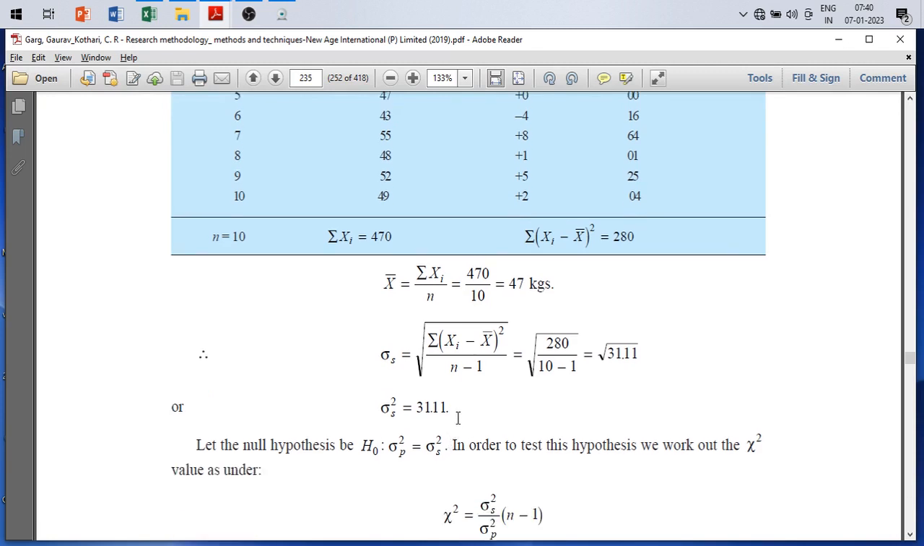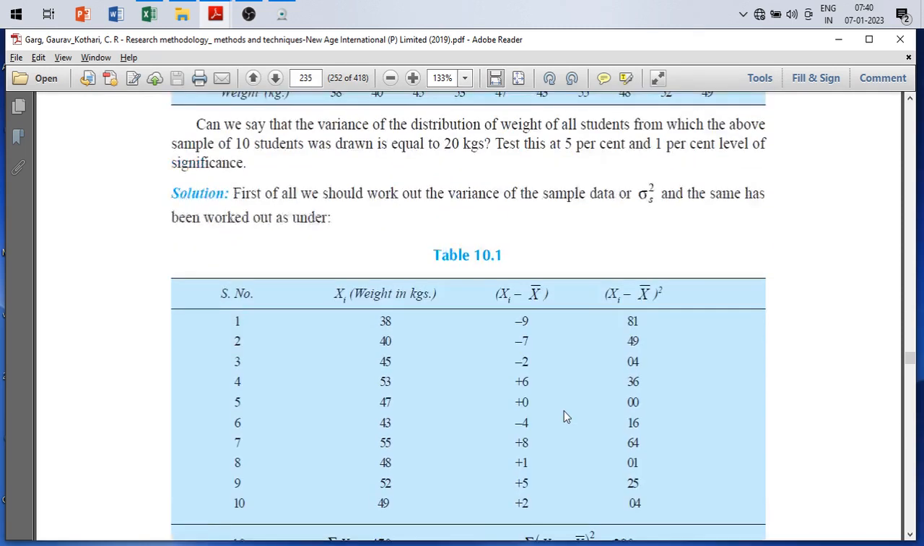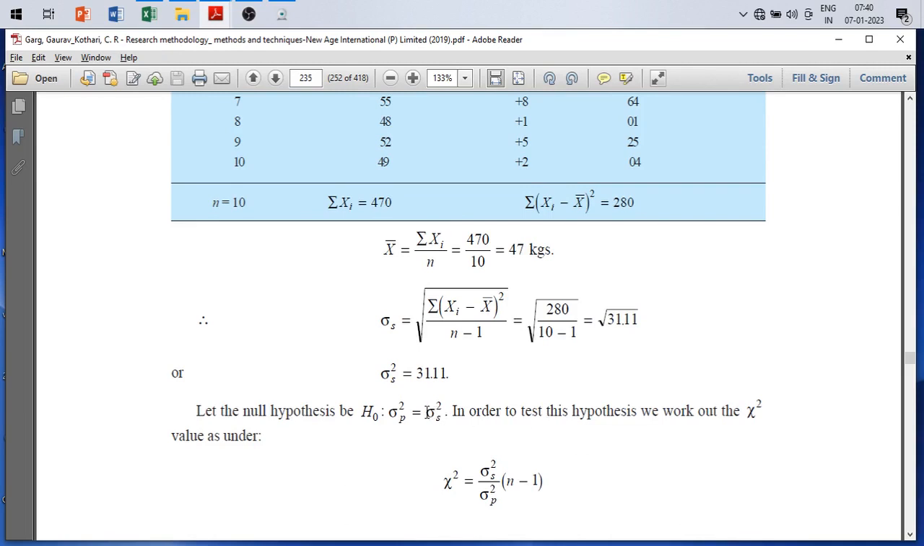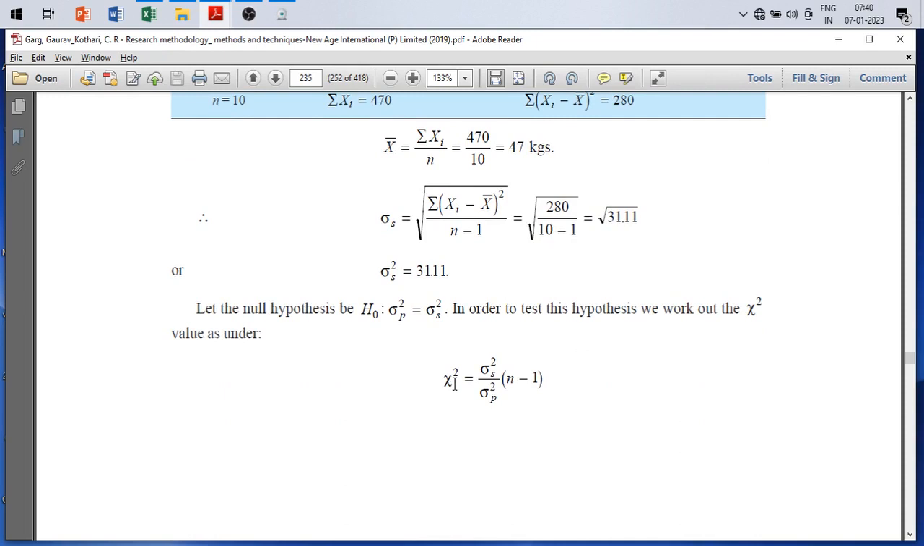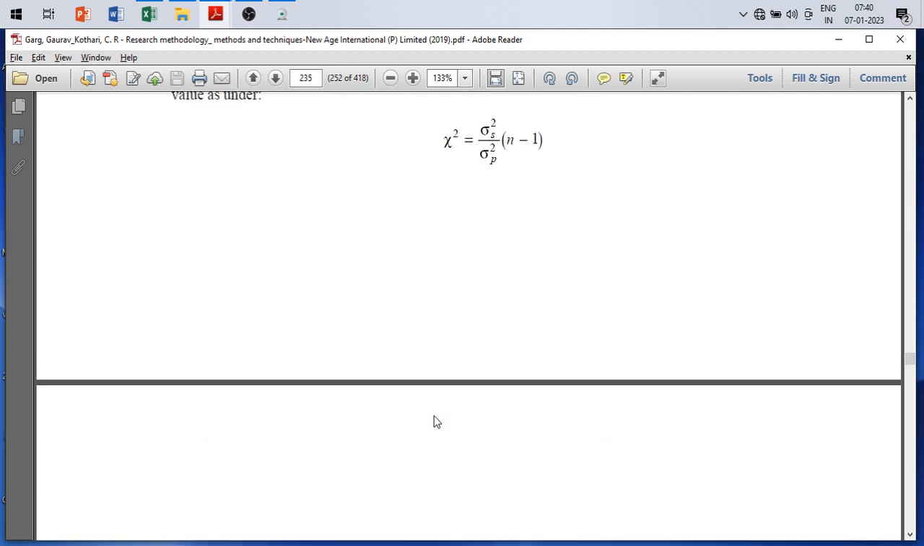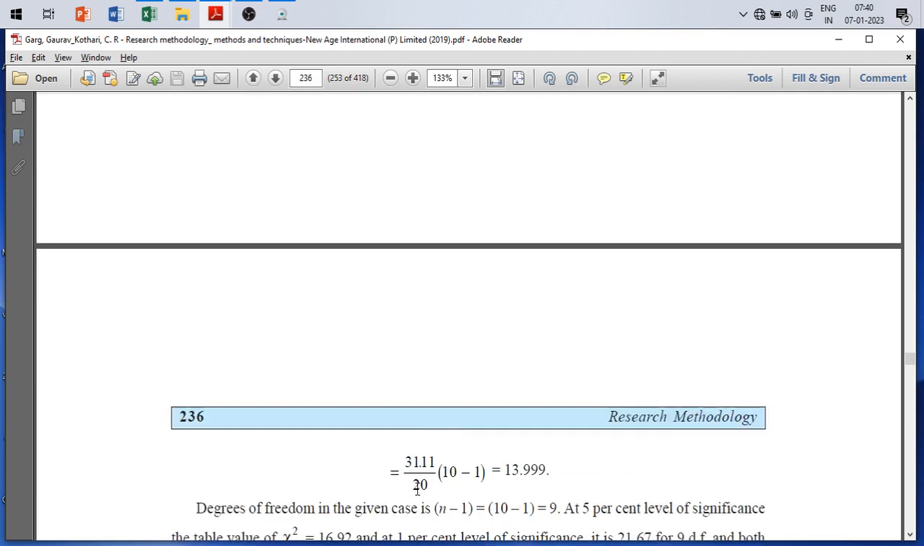Okay. Our null hypothesis is that sigma p square is, what was the value in the question? Sigma p square is 20. Okay, that will be the null hypothesis, and we work out chi-square statistic, which is defined like this in this case. We just plug numbers here for sigma s square, sigma p square, and n minus 1. It turns out to be 13.99.